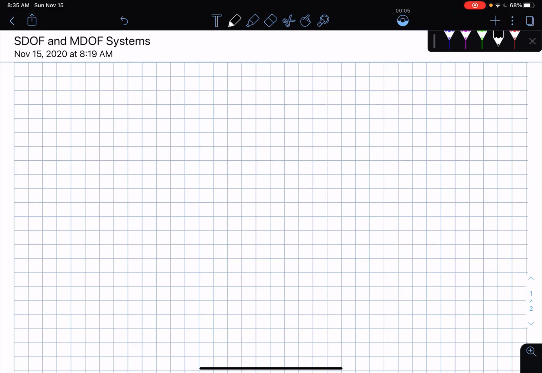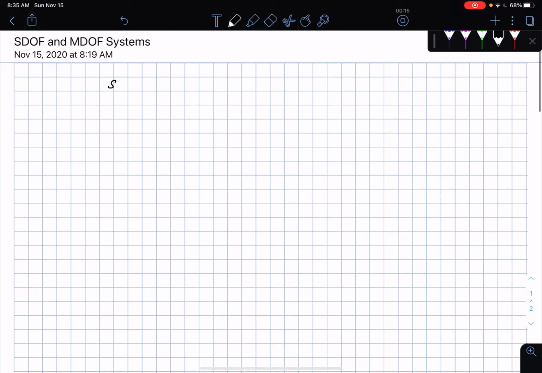We're going to continue our journey into mechanical vibrations by looking at single degree of freedom systems and multi degree of freedom systems. So, first of all, the abbreviations. SDOF refers to single degree of freedom system, and then MDOF refers to multiple degree of freedom system.